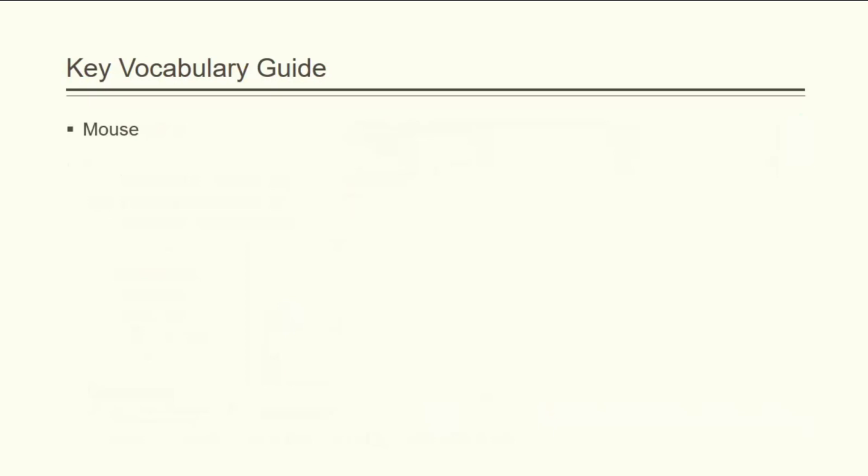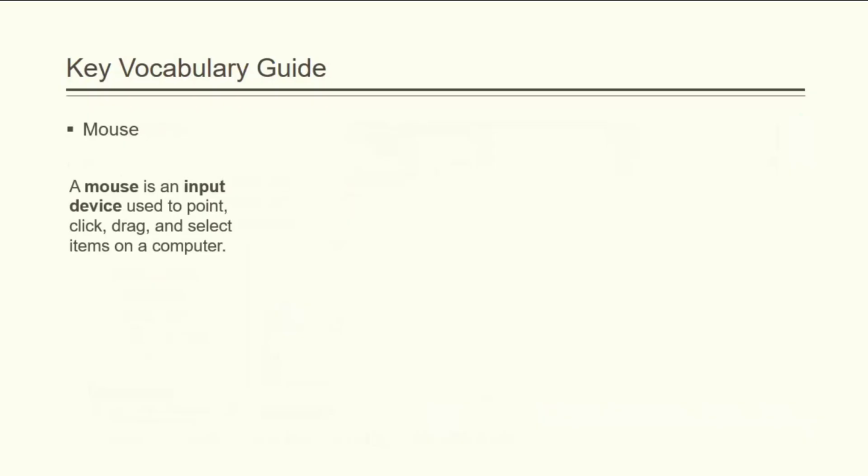Mouse. Can you tell me what a mouse is? Of course, you can. A mouse is an input device used to point, click, drag, and select items on a computer.